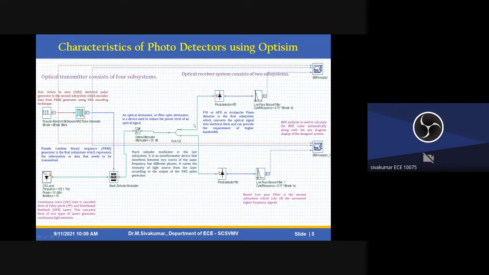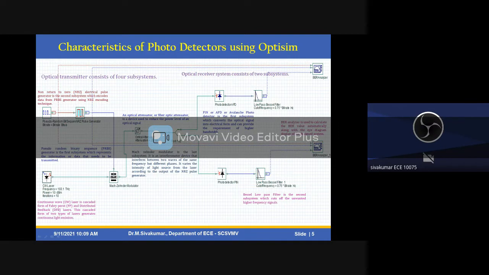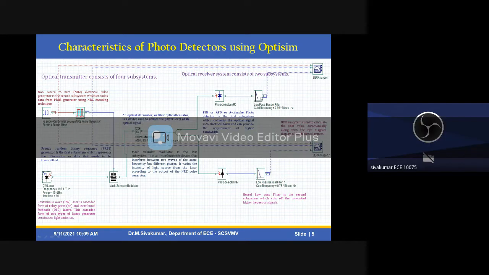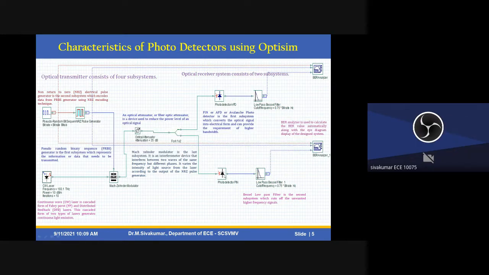Here we need 2 outputs, so we use a fork 1x2. The first output goes to the avalanche photodetector and the second one to a PIN photodetector. You can also use a single path after the attenuator directly. You can connect the photodetector, and at the output receiver end you connect one low pass Bessel filter, and then you analyze with the BER analyzer or eye diagram analyzer, which lets you compare the outputs of both the APD photodetector and the PIN photodetector.